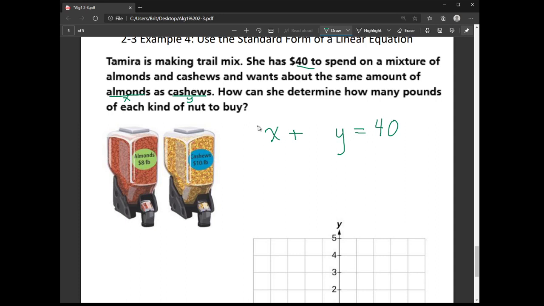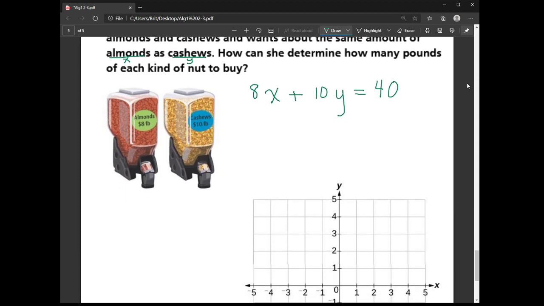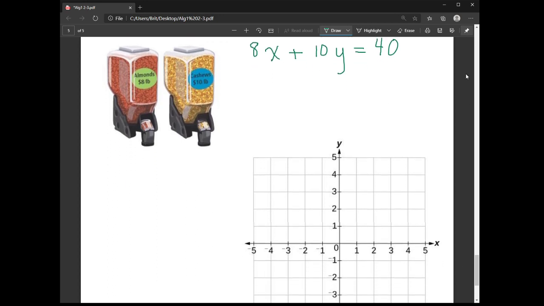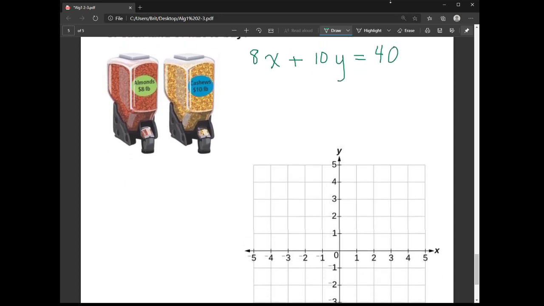So she spends $8 a pound times x number of pounds of almonds and $10 a pound for y pounds of cashews. So there's our equation written in standard form. What I'm going to do is go ahead and graph this and use the graph to help me determine the amount of nuts that she's going to buy.